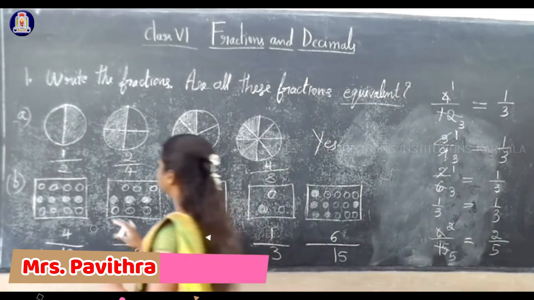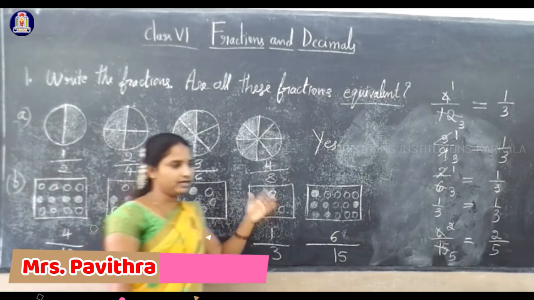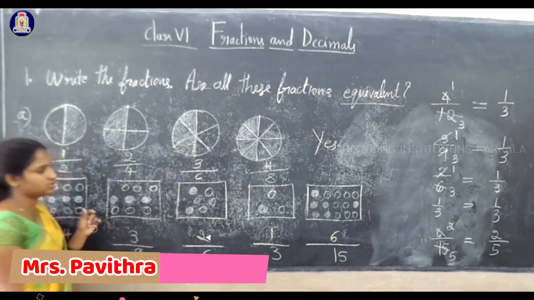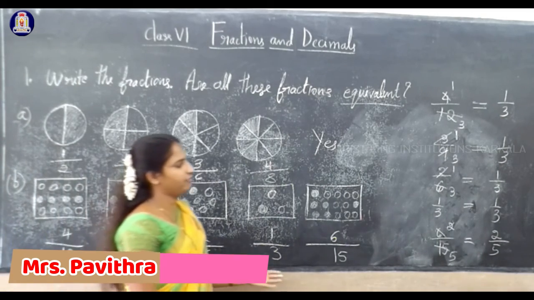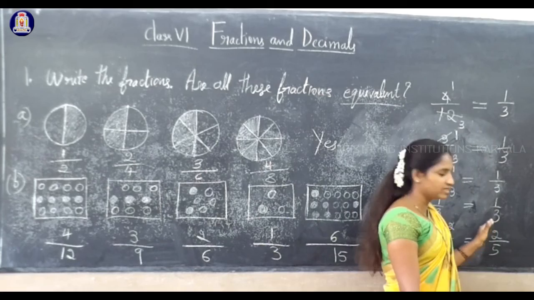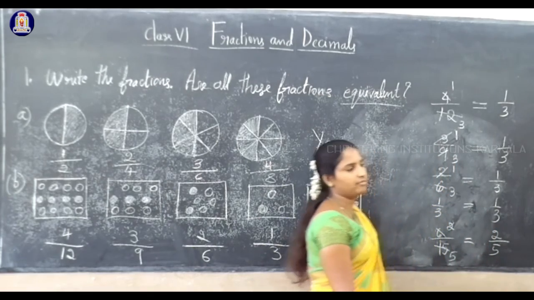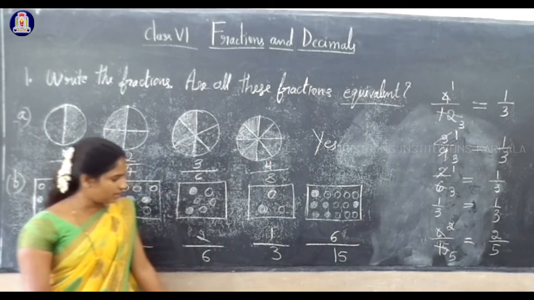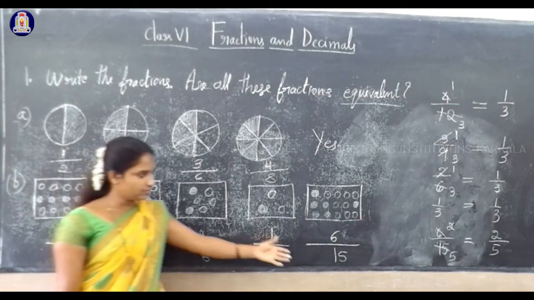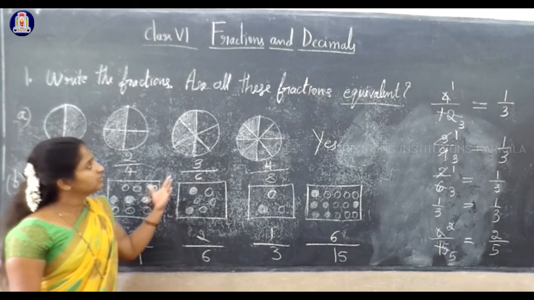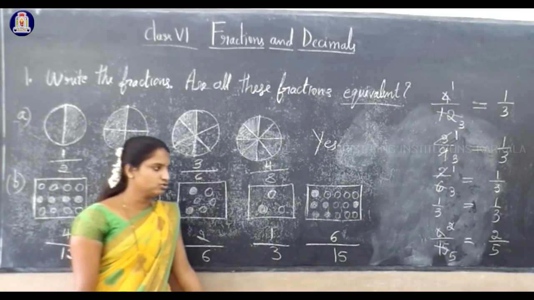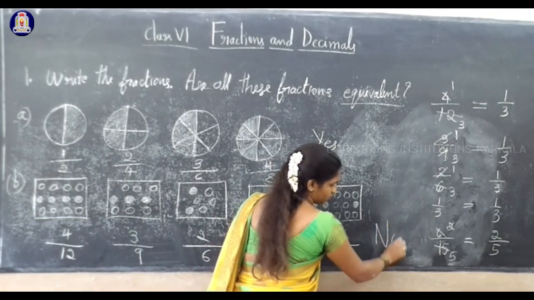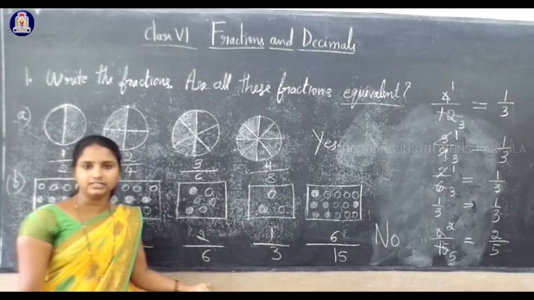So we can say that for the second figure, the given fractions are not equivalent fractions. They are not equal because the fractions we got, like 4 by 12, 3 by 9, if you simplify, finally four answers will be the same, but the last one is different. So that means all the answers must be the same, but in this the last one is different. So we can say that the given fractions are not equivalent. Clear? So these are not equivalent fractions.